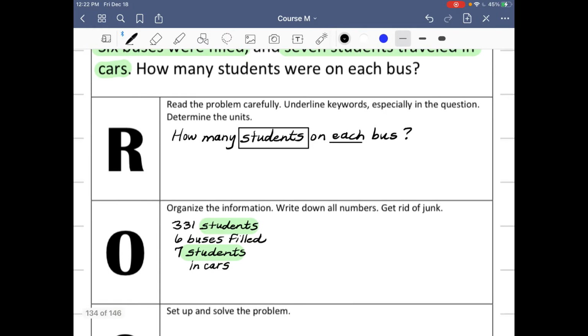So let's set this up logically. We have the buses plus the cars equal all the students. Nobody went on motorcycles or by airplane or anything. It's buses and cars. What is the unknown? What is it that we don't know? We don't know the number of students on a bus.